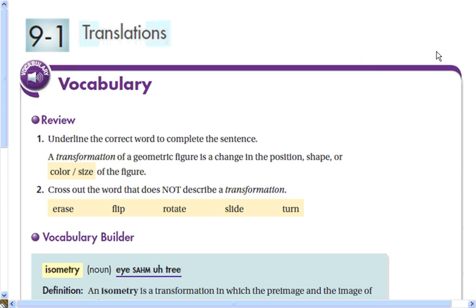In chapter 9, we're going to be doing transformations, and in 9.1 here, we're going to learn how to identify isometries and to find translation images of figures. So go ahead and do the review here. There's some important vocabulary, especially the word isometry. So check that out, and you can check back for your answers.